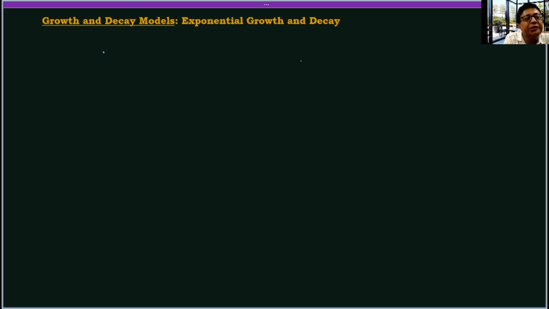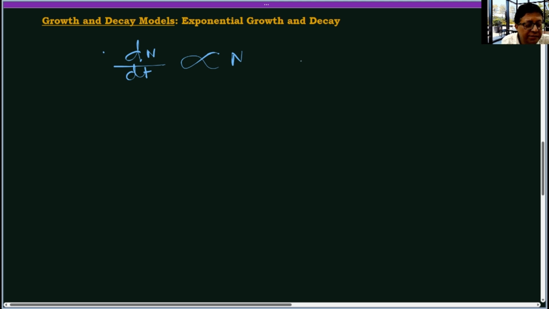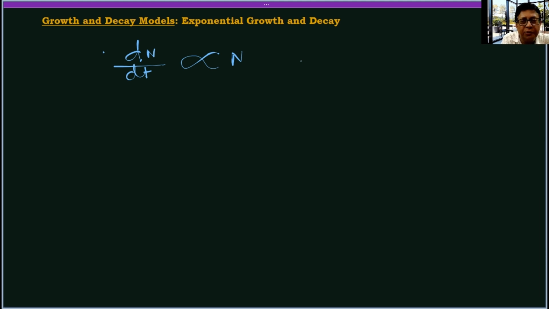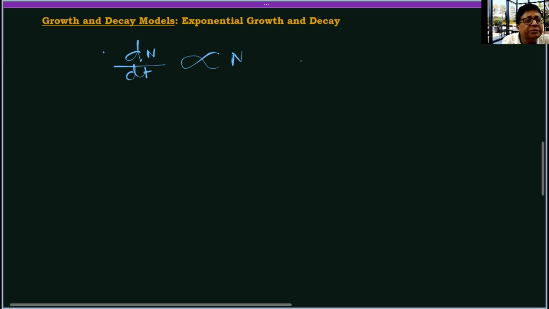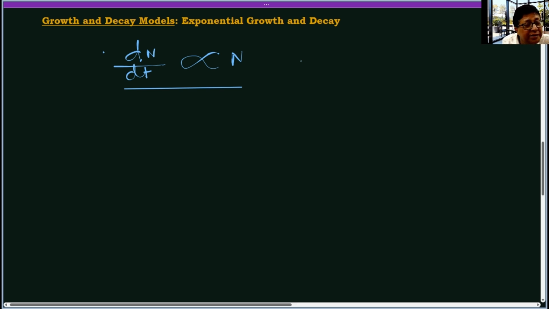This differential equation I am taking, dN/dt is proportional to N. What do you mean by this? This N normally stands for number. It may be the number of bacteria, a radioactive substance, the number of molecules present initially, maybe the amount of money also. So here we frame the problem in daily life this manner: dN/dt proportional to N.